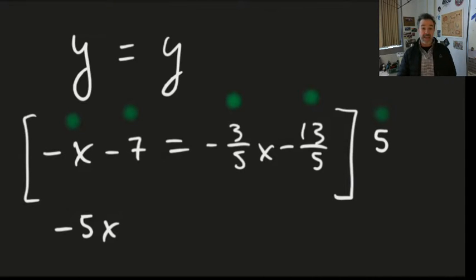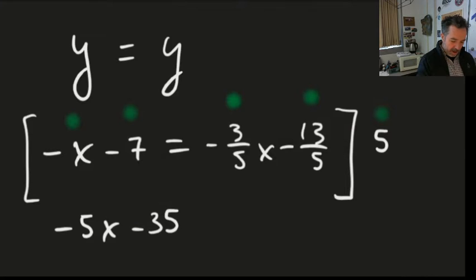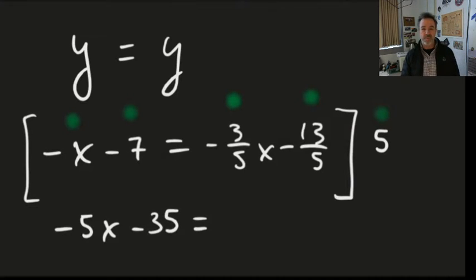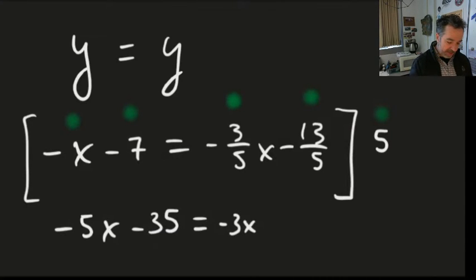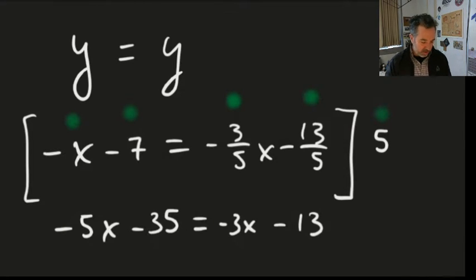If I multiply negative 7 by 5, it's going to become negative 35. On the other side of the equation, when I multiply negative 3/5 x times 5, this is where the magic happens. The fifths go away, right? Negative 3/5 times 5 is just negative 3x. And then finally, when I multiply negative 13 times 5, it's just going to become negative 13. So getting rid of those fractions really helps lower the anxiety level, and we're just dealing with some integers here again.